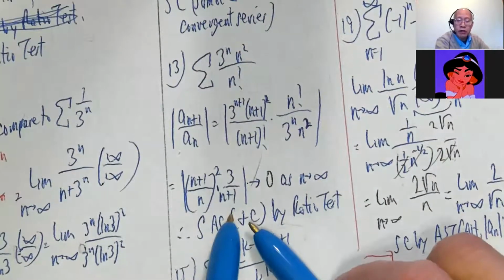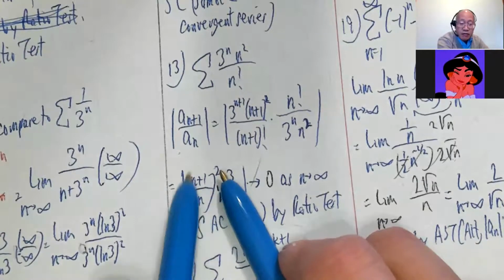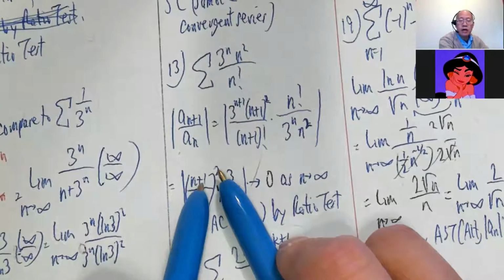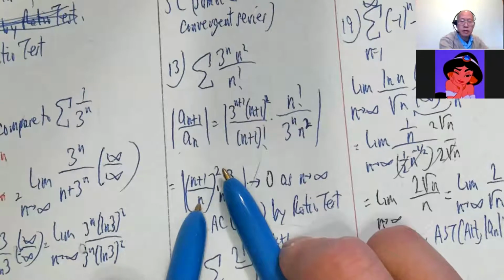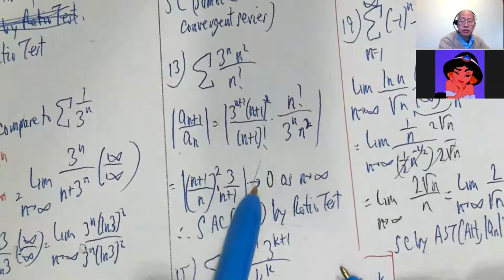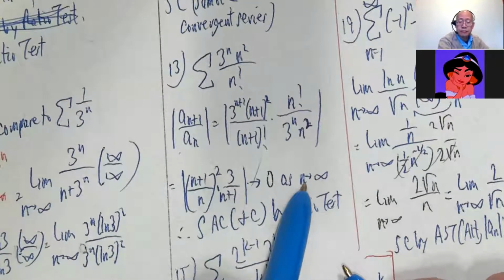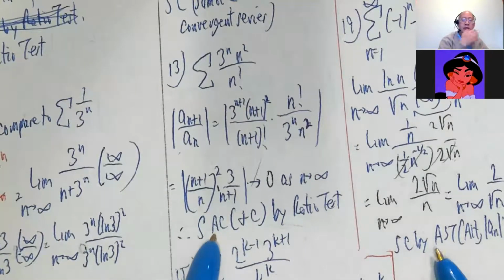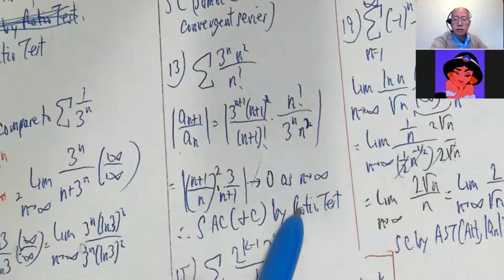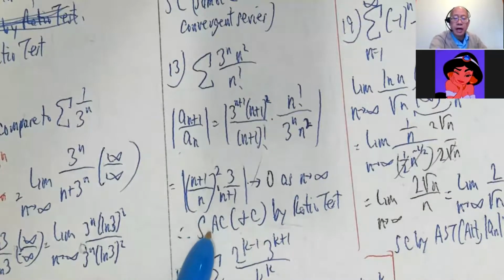Okay, so now what happens when n gets big? This thing right here approaches 1. It's like in a million. 1,000,001 divided by a million, that's 1. Squared is 1. And then times this thing, well, the bottom wins. So this approaches 0 as n approaches infinity. Therefore, the series is absolutely convergent and therefore convergent by the ratio test. Okay? So we went for absolute convergence. Absolute convergence implies convergence. So this series converges by the ratio test.